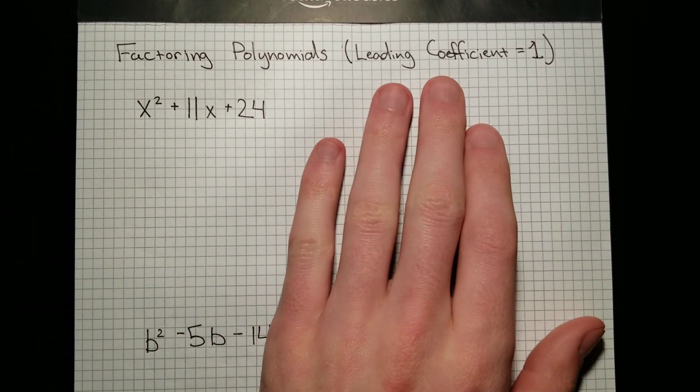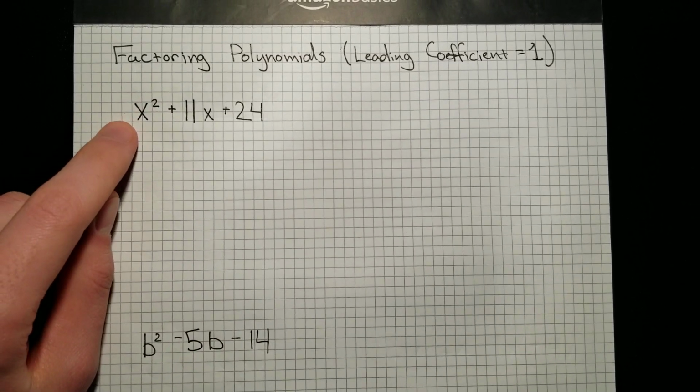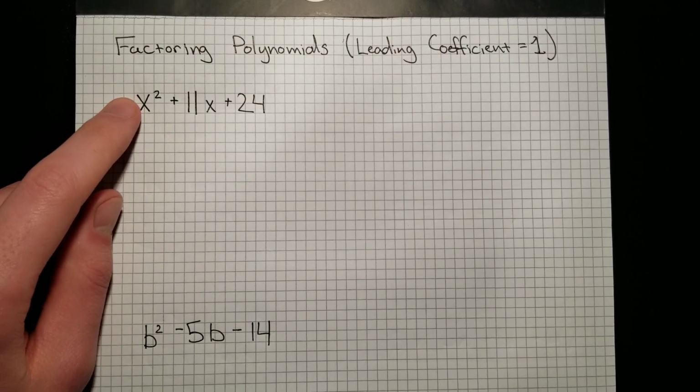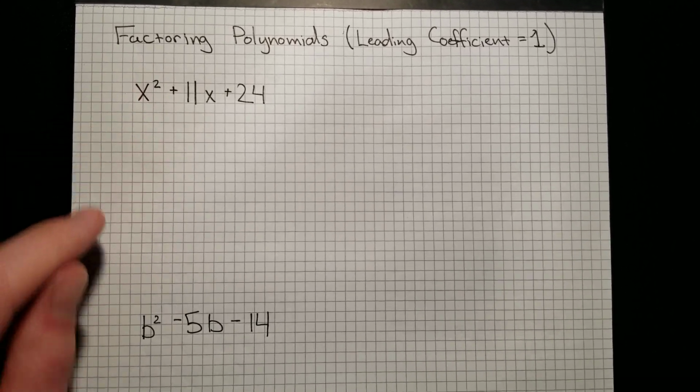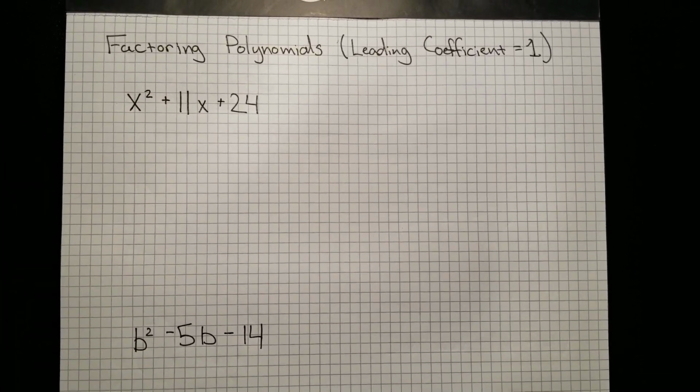And what we mean by a leading coefficient of 1 is just that you can see there's no number in front of the x squared. So the coefficient that's in the front is just a 1. That's like 1x squared. It's like 1b squared, etc.